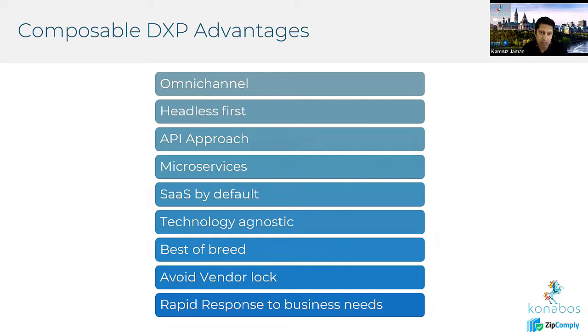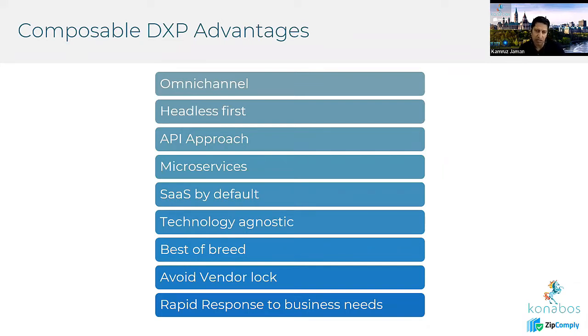Because they are API-based systems, they are technology agnostic. It's just REST APIs, so you can code your solution in anything you like. It could be a JavaScript-based framework like React or Next.js, or it could be C#, or Java, or PHP. They don't really care. Each of these systems is typically best of breed. They do one thing, and they do one thing very, very well. So they're not trying to be everything. A content management system is just a content management system, and a commerce system is just a commerce system. You can also avoid vendor lock-in because they're API based.